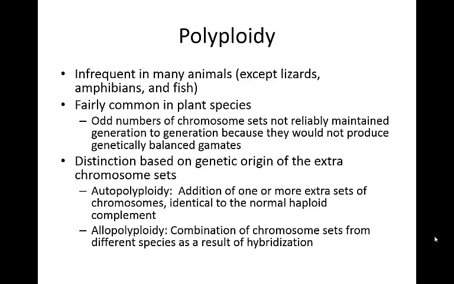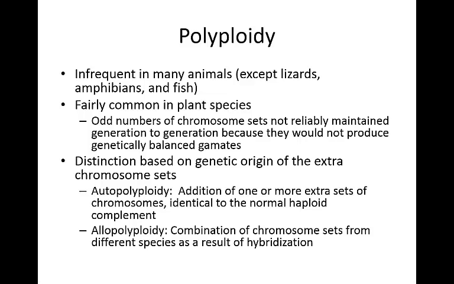Okay, so we talked a little bit earlier about polyploidy, and this is going to be where there are more than two sets of the chromosomes. So in humans, we're going to be diploid. We get one set of the chromosomes from our mother, one from our father. In some cases, the organism can have multiple copies. And so polyploidy is going to be pretty infrequent in many animals.